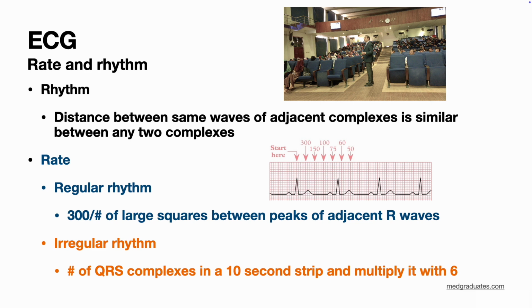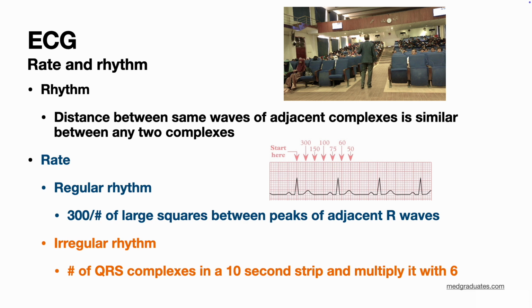Number of QRS complexes in a 10-second strip multiplied by 6. Now what will be the 10-second strip? How many large boxes? 1 second means 5 large boxes. 10 seconds will mean 50 large boxes. It is 5 multiplied by 10. So it is not 30, it is 50 large boxes.